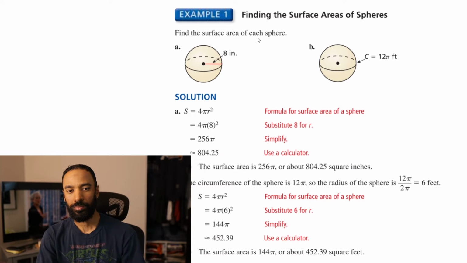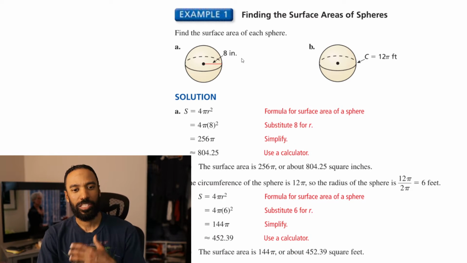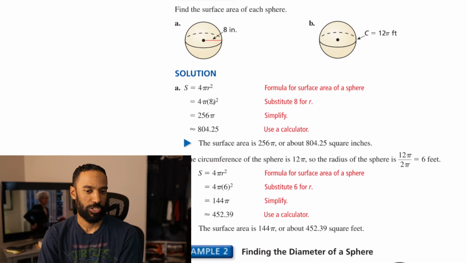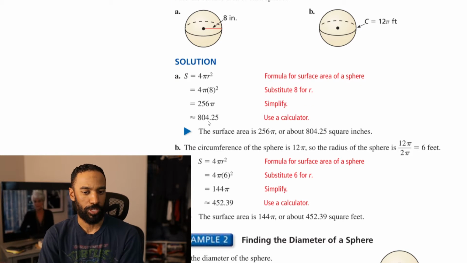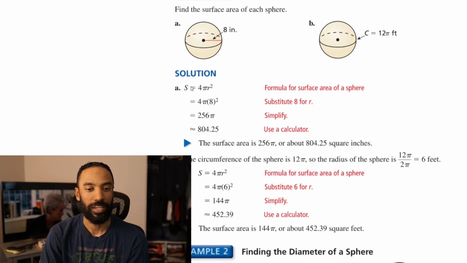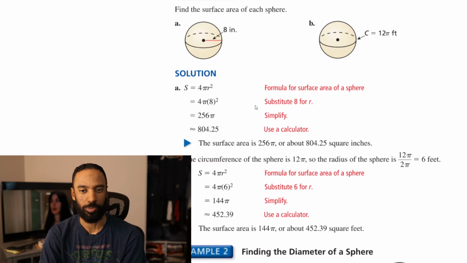Find the surface area of each sphere. They break down all the terminology so you know what you're looking at. In this case, we have a radius of 8 inches. To find the surface area, we'll do 4 pi r squared. 4 pi times 8 squared rounds you out to 804.25 square inches. They're going to use 2 decimal places again. I'll let the calculations speak for themselves.